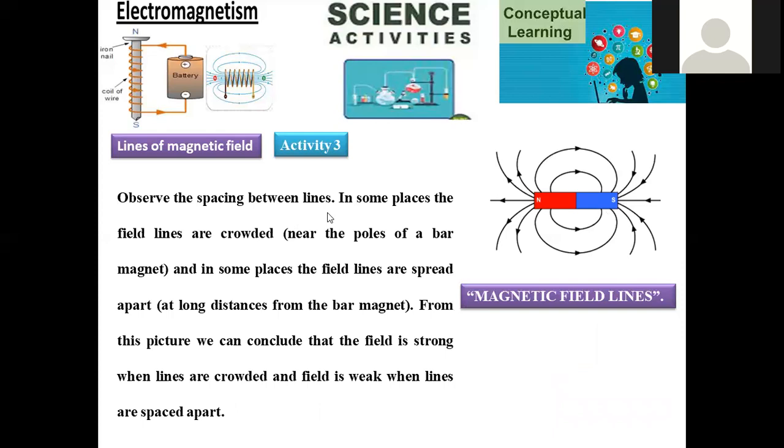Observe the spacing between the lines. In some places, the field lines are crowded. Taking this North Pole, for example, so many lines originate here. You can clearly observe that some move in the forward direction, some are curved in nature, some move from one end to another, and they end at that particular end again. So in this particular region, the density of lines is extremely large.